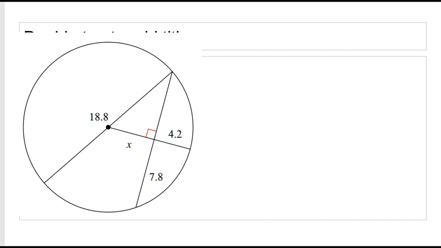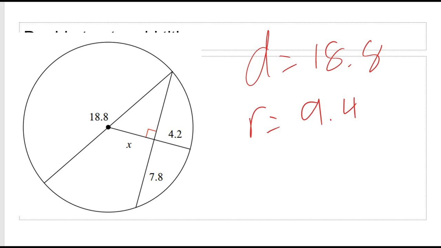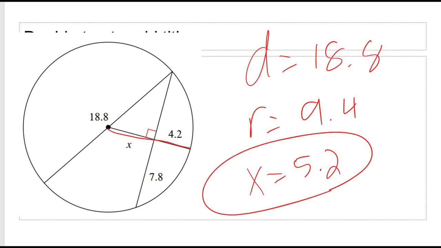Alright, so here my diameter is 18.8, 4.2 is this little sliver, and 7.8 is here. So once again, just like our last round, our diameter was 18.8, now our radius is 9.4. So if this whole thing from here to here is going to be 9.4, that means this little sliver down here is 4.2. 9.4 minus 4.2, that means x has to equal 5.2. Because 5.2 plus 4.2 adds up to 9.4.